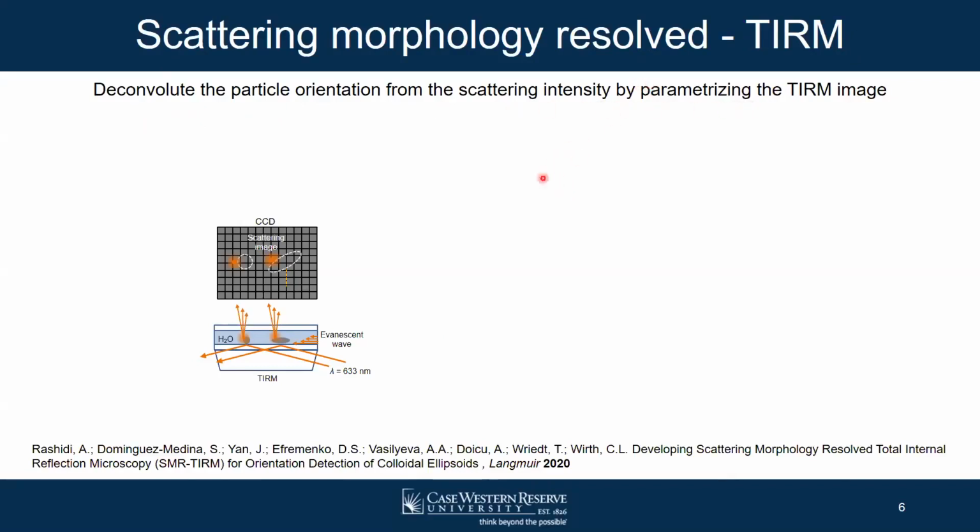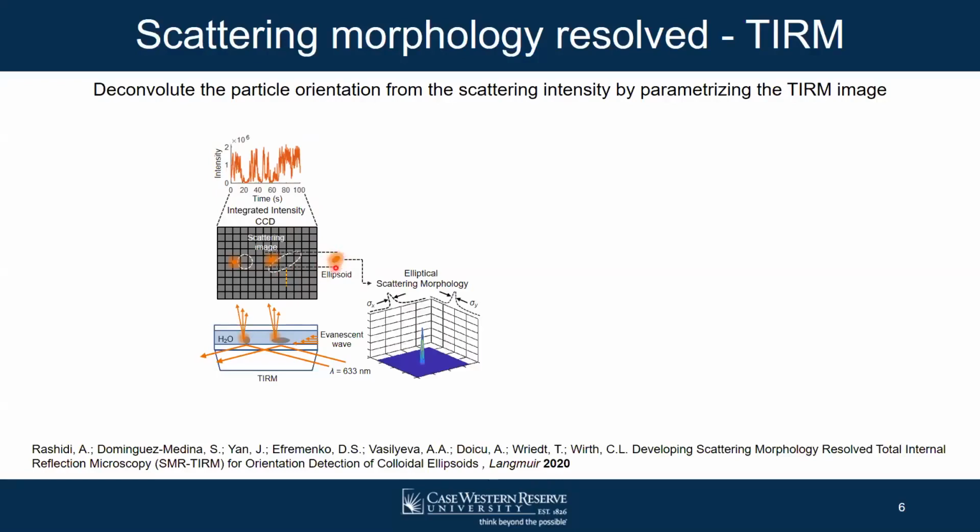So the basic premise of SMR-TIRM is that we take images of the scattering, which is actually not that different from how you would run a classic TIRM experiment. In a classic TIRM experiment, you just integrate the intensity. So rather than just collecting an integrated intensity, we analyze the morphology of the scattering that is collected, which for an ellipsoid you can think of as essentially an ellipse of scattering. And we fit a 2D Gaussian to this scattering morphology, which is then parameterized with something called the morphology angle and morphology aspect ratio, where the morphology angle is the ellipse angle with respect to the x-axis of the image. And then the morphology aspect ratio is just the aspect ratio of the ellipse that we're collecting.